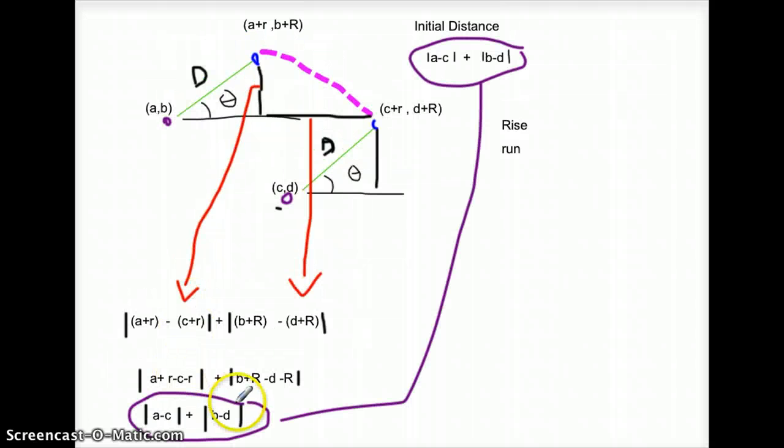And then, as you can tell, the distance between my new points and my initial distance is exactly the same. So that shows me that an EAS translation is an isometry because it preserves the distance.